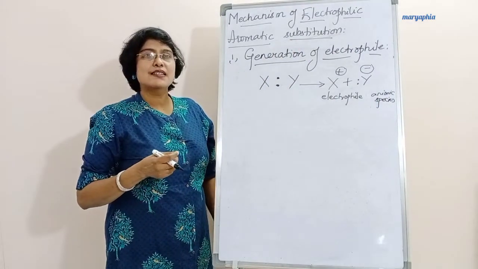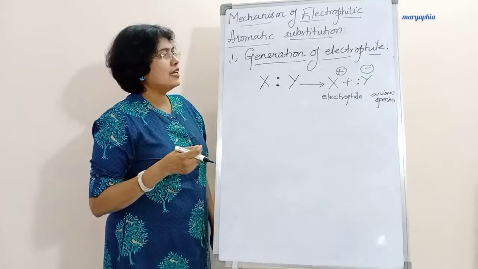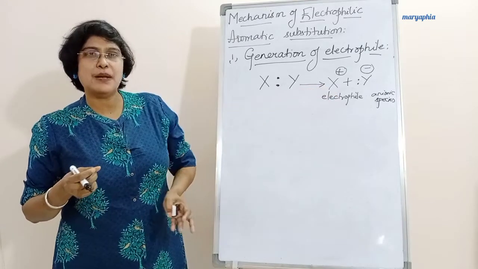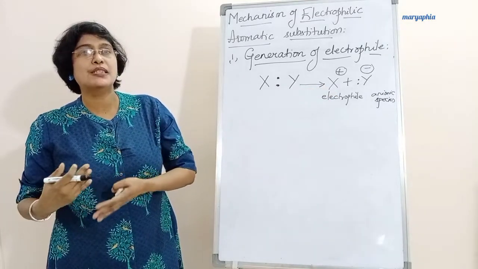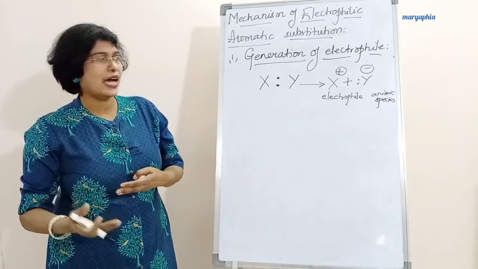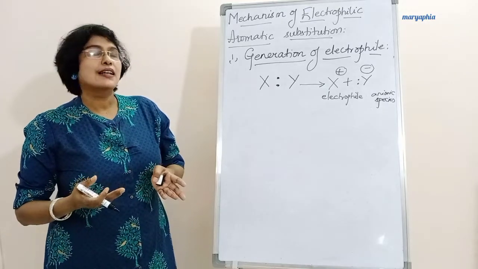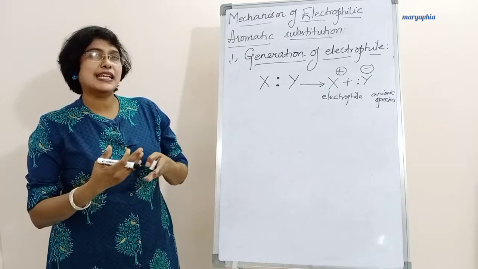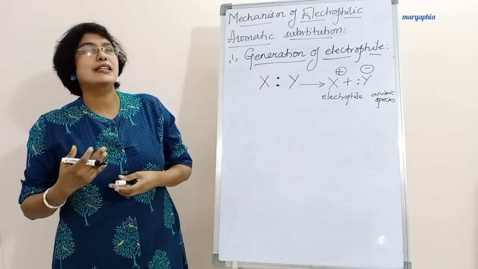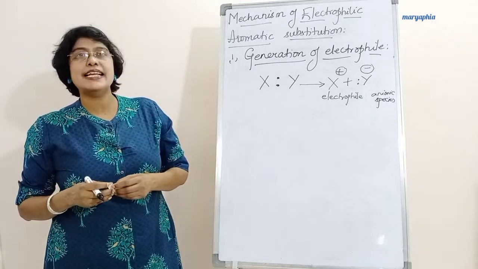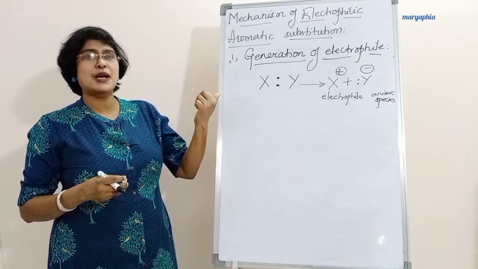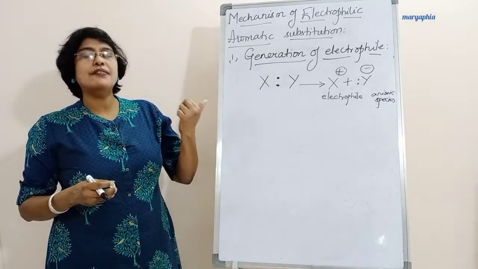What is it called? Generation of electrophile. So from XY, X plus is formed when Y comes out with the 2 electrons. These 2 electrons are present in between X and Y. As Y is highly electronegative, it can attract or take up the 2 electrons and form the anionic species. And X plus is the electrophile. Okay students, this is the first step: generation of electrophile.